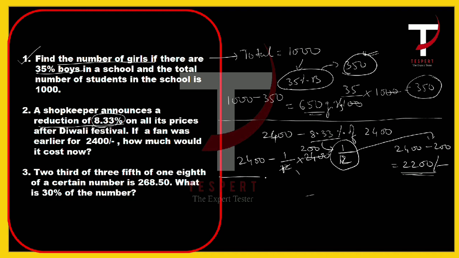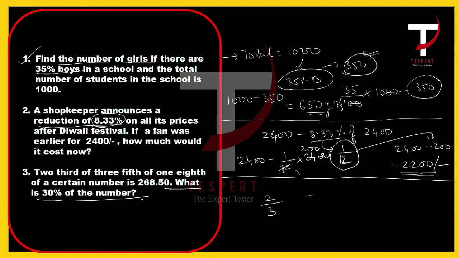Fine. Okay, let's move on to the next question. 2/3 of 3/5 of 1/8 of a certain number is 268.50. This may not be rupees. 268.50, what is 30% of the number?